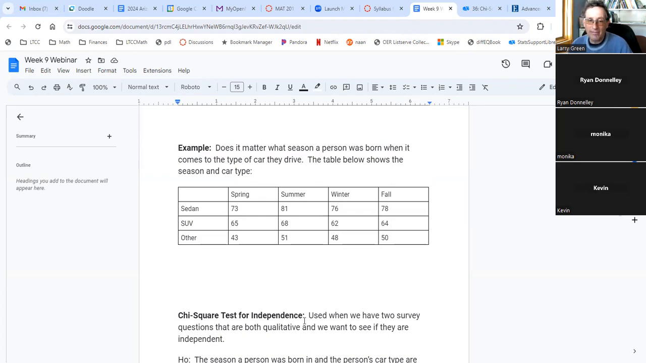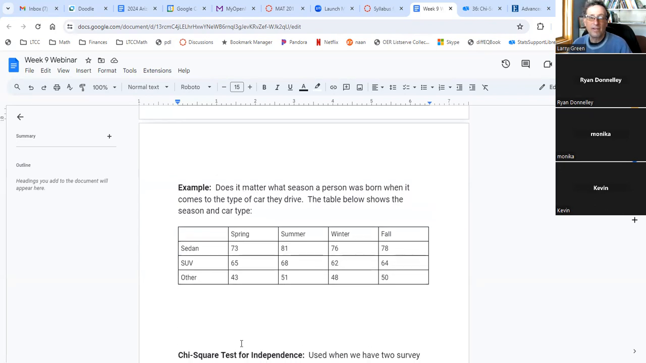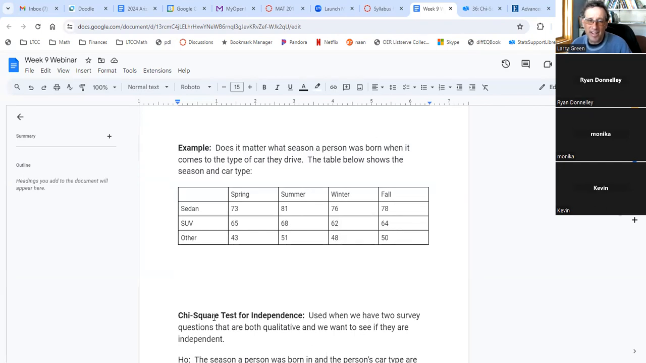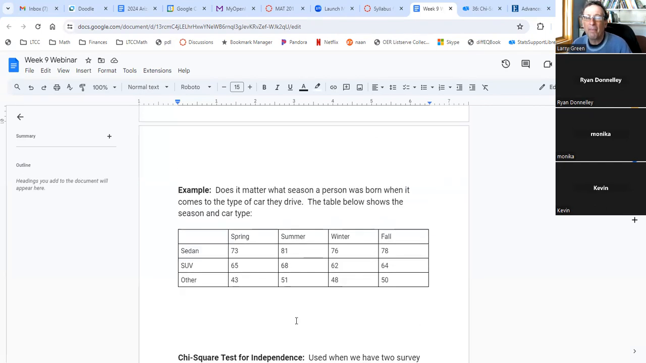All right, and we use it when we have 2 survey questions that are both qualitative, and we want to see if they're independent or dependent. Any questions so far? All right, once I've decided on this test that I'm going to use, what's the next step?